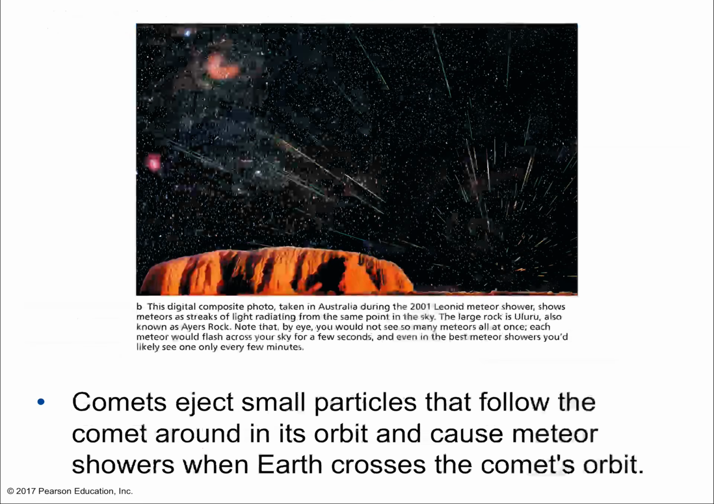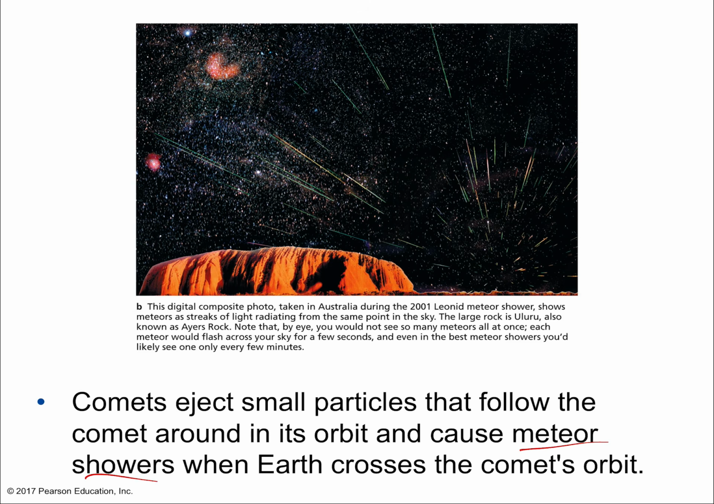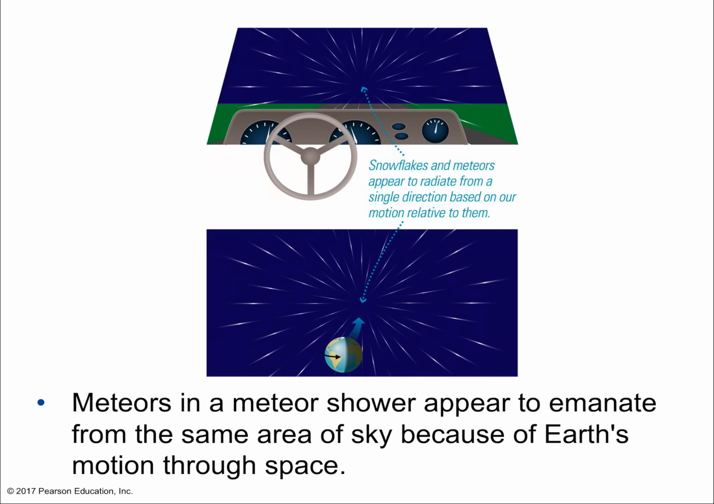So comets eject the small particles that follow the comet around its orbit and cause meteor showers, where Earth crosses the comet's orbit. And the meteor showers always appear to emanate from a single point, because it's like driving into a rainstorm, and it looks like the rain's all coming from a single point. That's because you're entering a region of particles, in this case, the Earth.